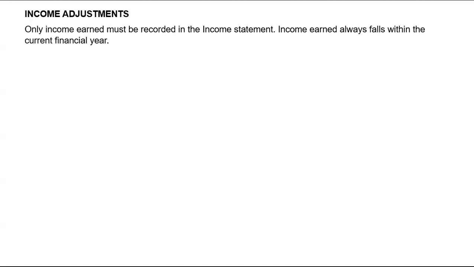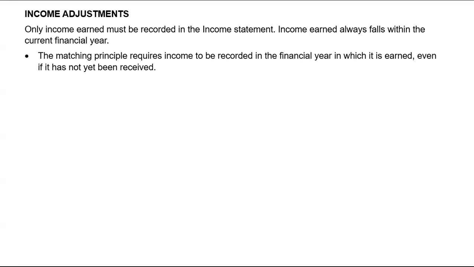I am going to do the adjustments and I will start with the income adjustment. Only income earned must be recognized in the income statement. Income earned always falls within the current financial year. Here we are simply applying the matching principle, which requires income to be recognized in the financial year in which it is earned, even though it has not been received. So income is what was earned and not what has been received.